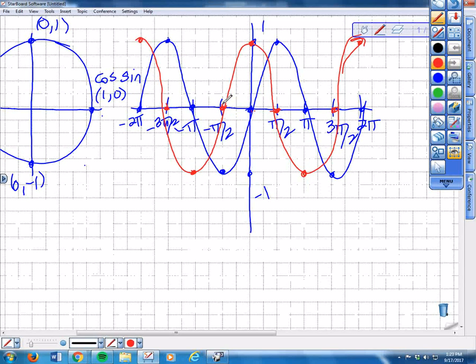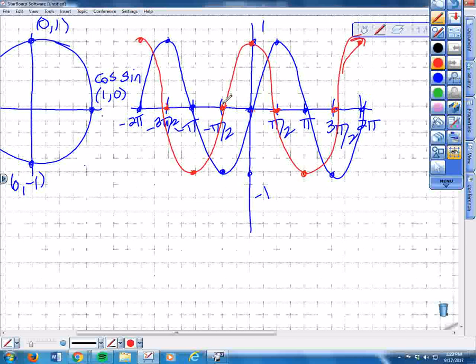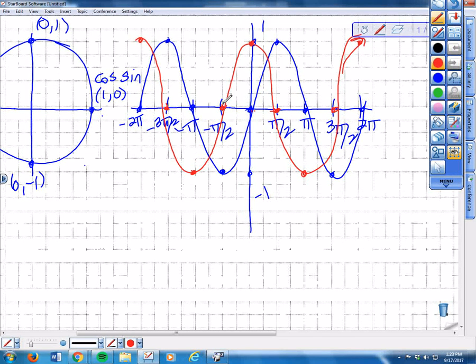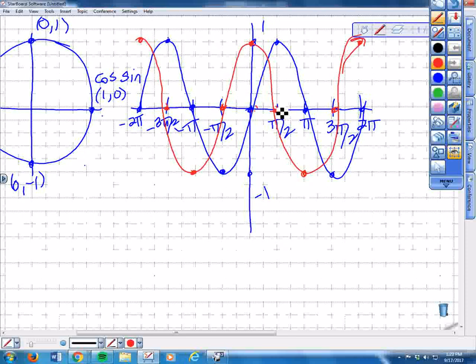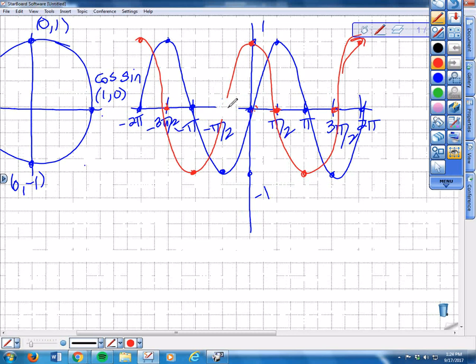If the blue shifts this way, or the red shifts, but if the blue shifts this way pi over 2, it's almost the exact inverse. But if it shifts this way, pi over 2, it's the same graph.